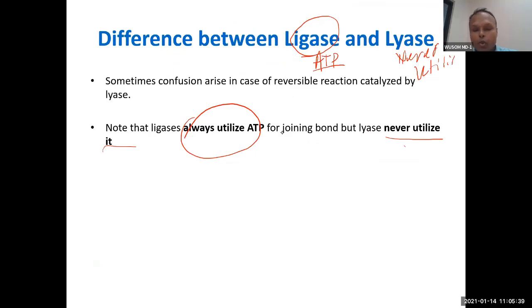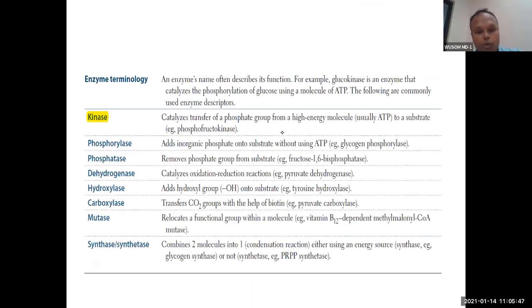So I want you to go through all this classification twice, thrice, four times, whatever times you want. Then it will be very helpful for you. Memorize all these things. When you study biochemistry, you will understand biochemistry, and it will pay off in terms of understanding.